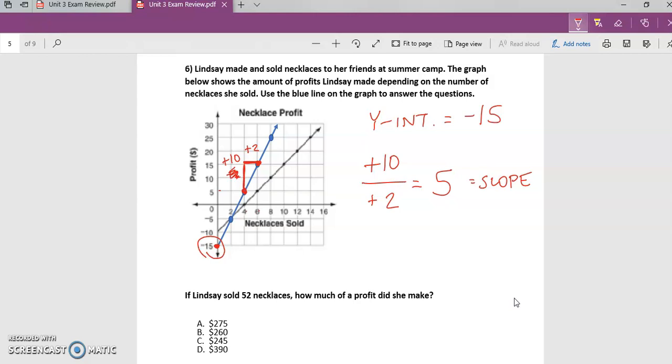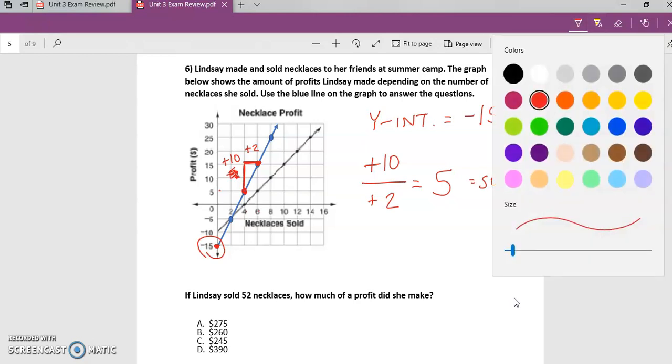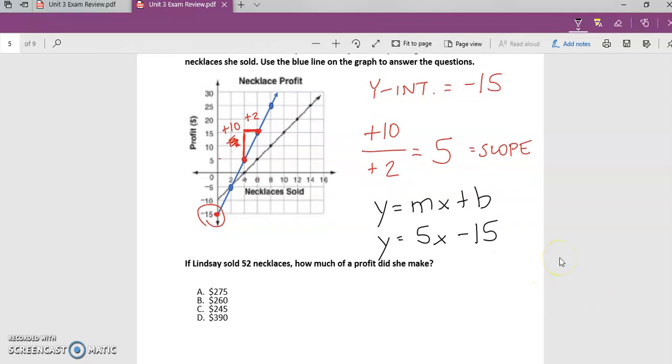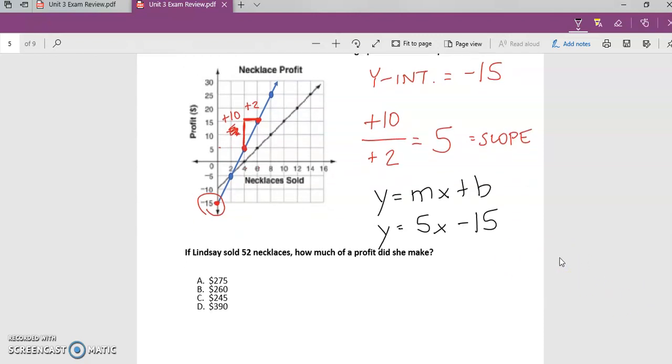So now let me write my actual equation. y equals mx plus b. That's the form. And then I ask, what is m? My slope is m, so my slope is 5. What is b? My y-intercept is -15. So my equation is now y equals 5x minus 15. So again, that was just to write the equation so I can solve this actual problem.